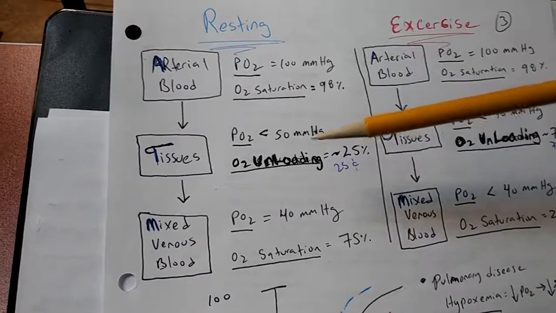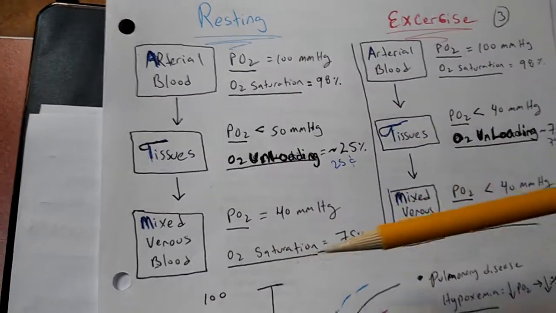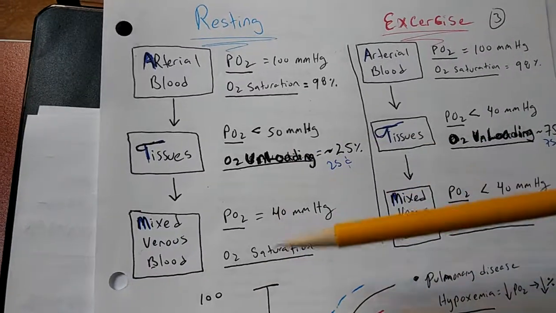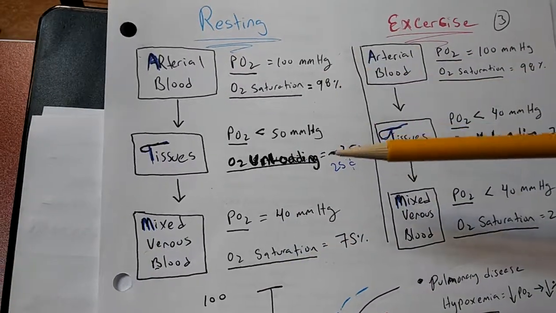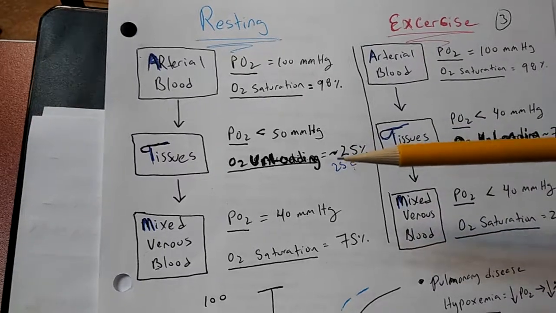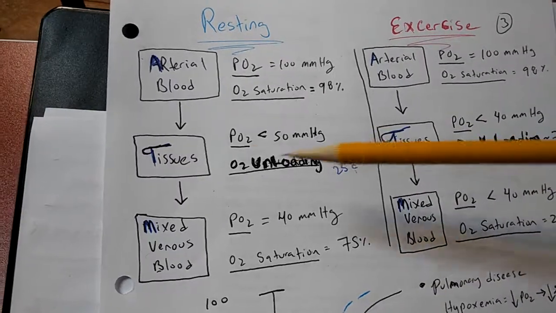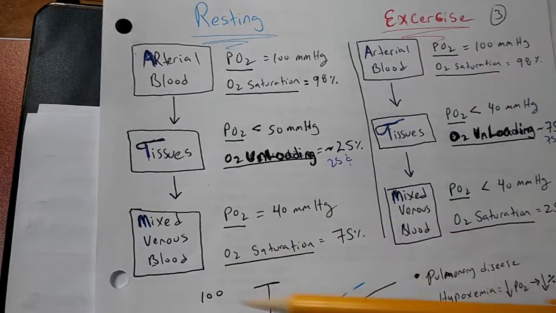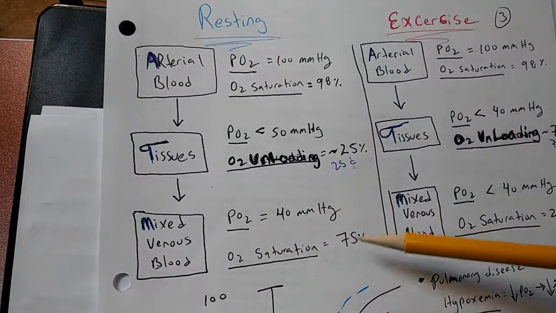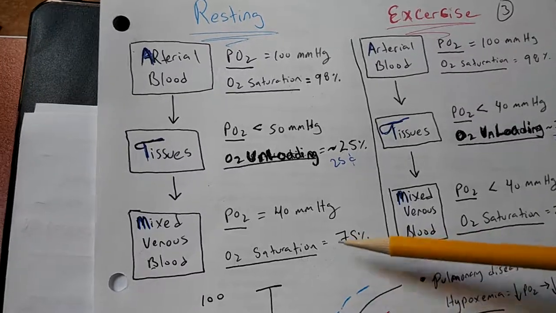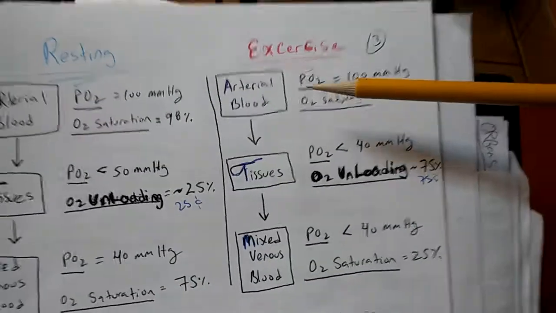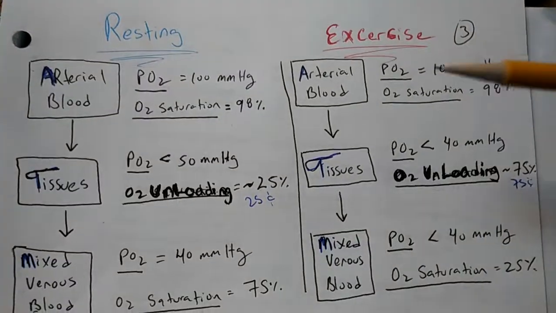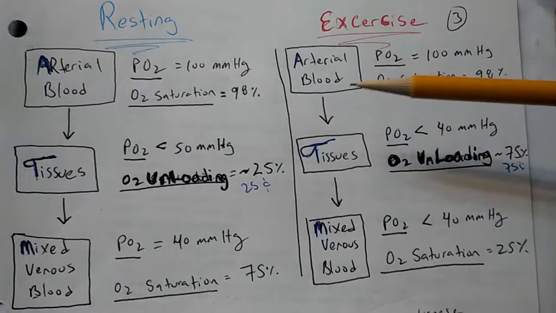To re-summarize, we go to the mixed venous blood, and it adds up. We started with 4 tokens. We give, you could say, 25% or 1 token of oxygen to the tissues, and we re-summarize with O2 saturation being 75 cents, or we have 3 tokens left over. During exercise, though, it's a little bit different. We have a bit of a scenario going on here.